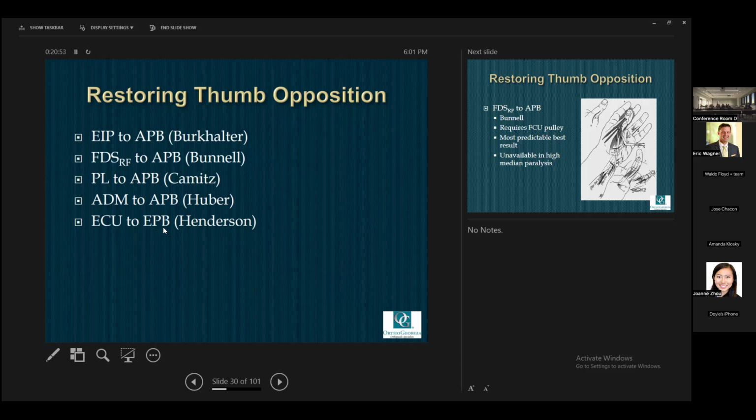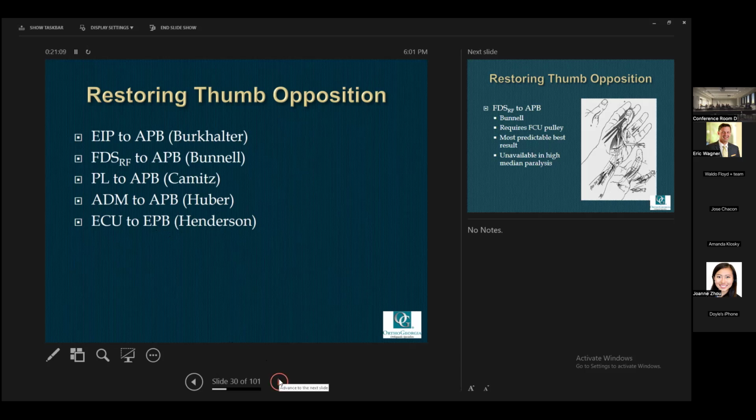So the principle is you divide the EPB at its musculotendinous junction, bring it obliquely across the palm, and bring the ECU around to the EPB, maintaining its insertion.